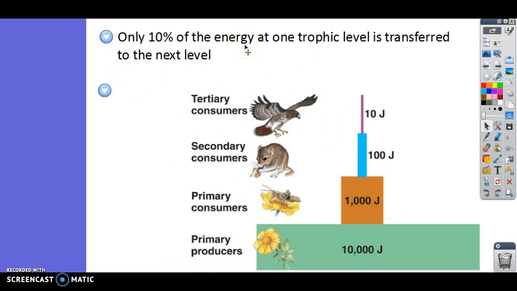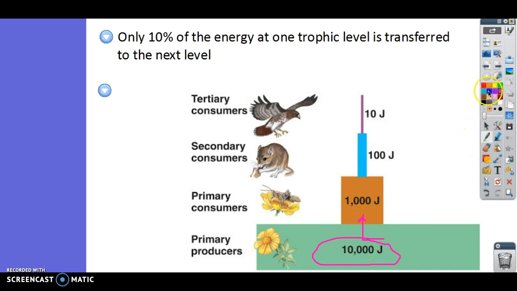So how do we write this? We write this as 10% of the energy from one trophic level moves to the next. So if I have 10,000 units of energy in the plants, only 10% of that is going to move to the next level. That's why I only have 1,000, because 1,000 is 10% of 10,000.